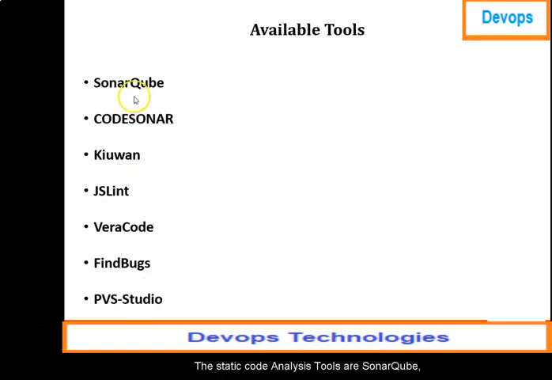The static code analysis tools are SonarQube, CodeSonar, Klocwork, JSLint, Veracode, FindBugs, and PVS-Studio. Most of the developers are using SonarQube.